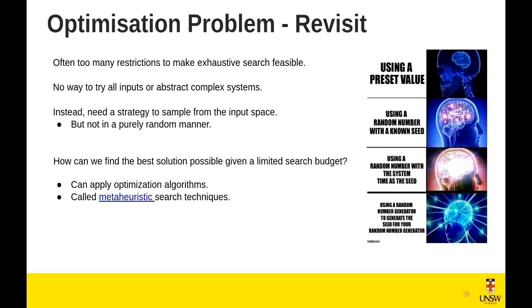So if we want to generate a number, if we use a preset value, then it is considered a heuristic because it's manually generated. It's predefined. So we can use a preset value, and then we can move on. We can try to use a random generator with a fixed seed to generate the value here. And then we can further move on. We can use a random generator with the system time as a seed. And then we can further move on. We can try to use a random generator to generate the seed for a random generator.